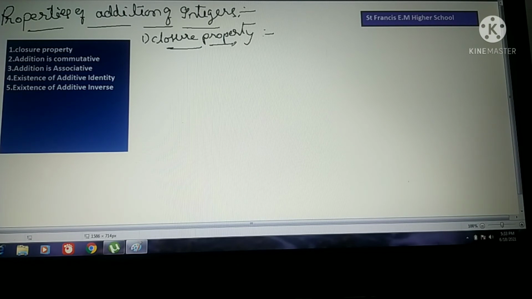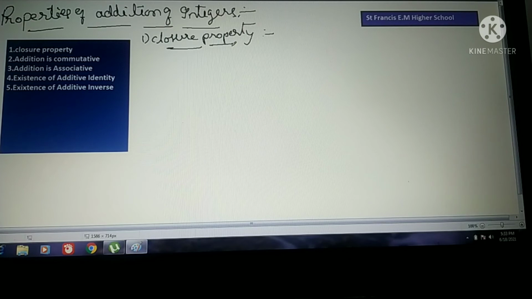As usual, we have in the whole numbers, here also we have same properties, that is closure property. Addition is commutative, addition is associative, existence of additive identity, existence of additive inverse. These are the 5 properties are there. So see, for first one, closure property.